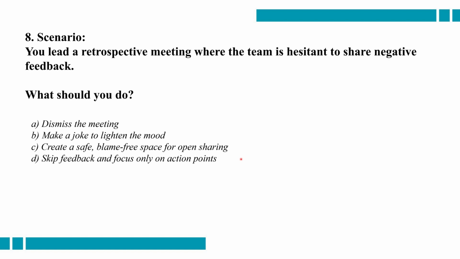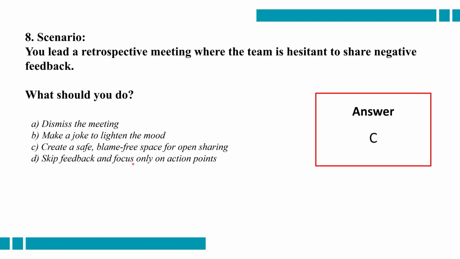The correct option here is option C, create a safe, blame-free space for open sharing. Why? A retrospective is meant to reflect on what went well and what needs to improve. If the environment feels unsafe, people will hold back negative feedback and the team won't improve. By encouraging open, blame-free discussion, you allow everyone to speak honestly without fear. So this leads to continuous improvement, stronger trust and better team performance.